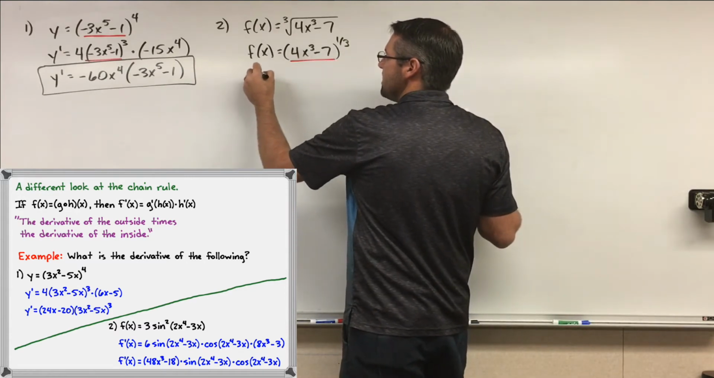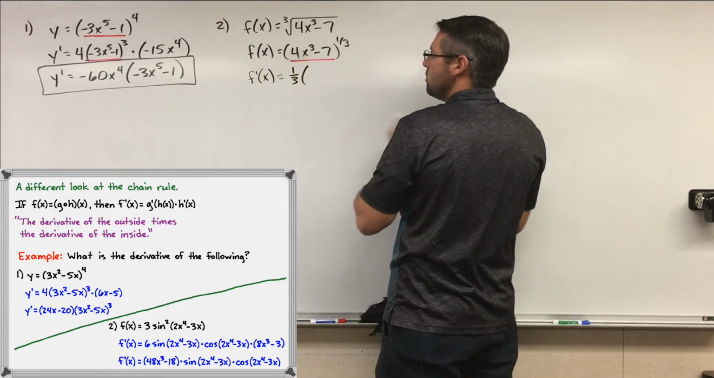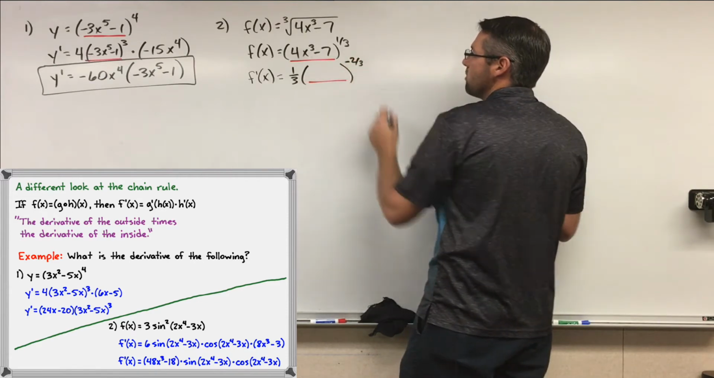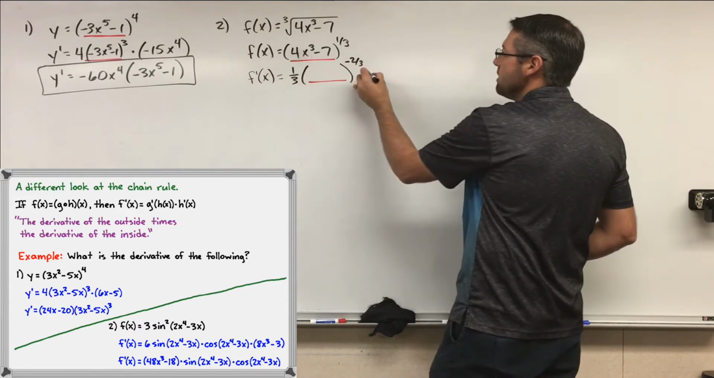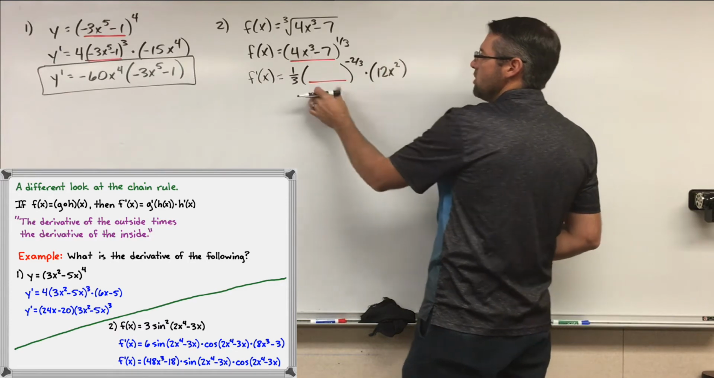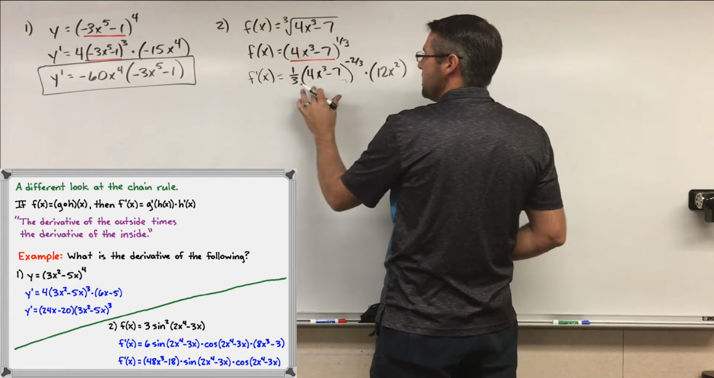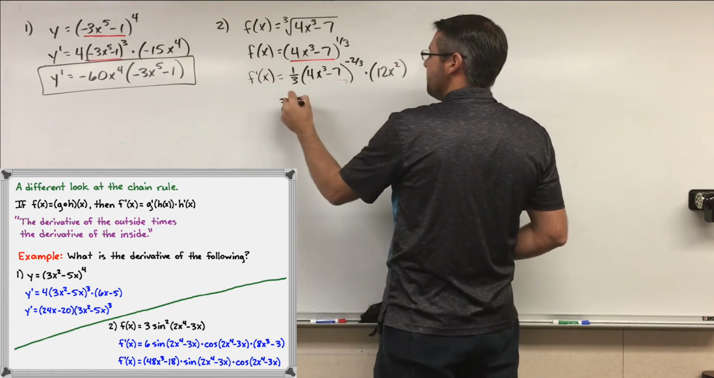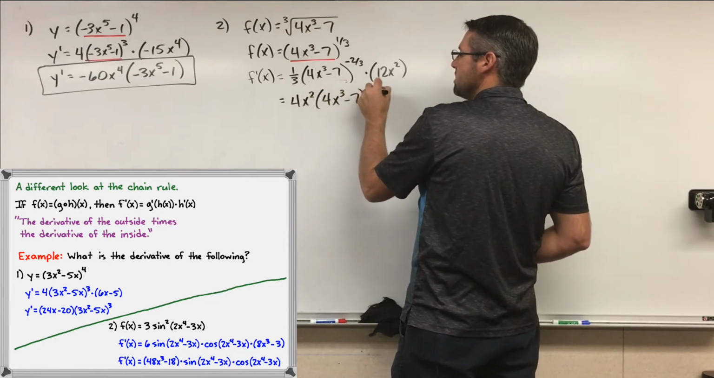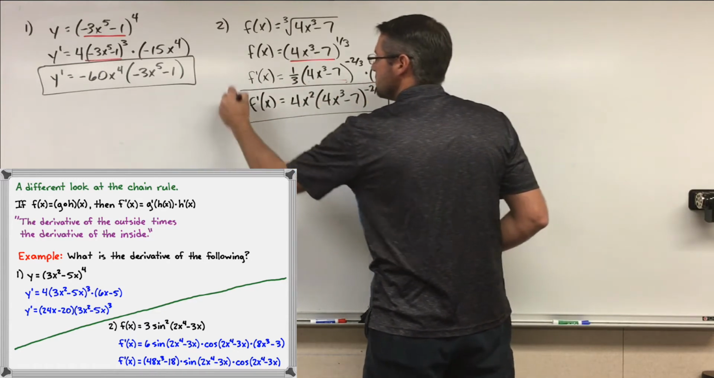So the derivative of the outer thing is going to be 1/3 times whatever's inside raised to the negative 2/3 power, because we're just using the power rule, and then times the derivative of that inside thing, so it'd be times 12x squared. And then we just rewrite the inside thing there. Okay, simplifying that a little bit, we end up with 4x squared times 4x cubed minus 7 to the negative 2/3 power. So that's f prime of x. Okay, so that's number 2.